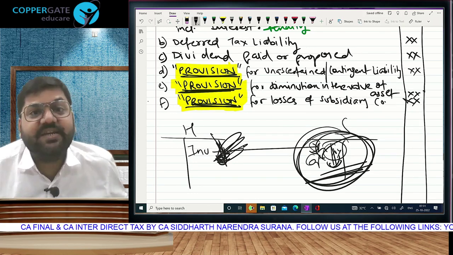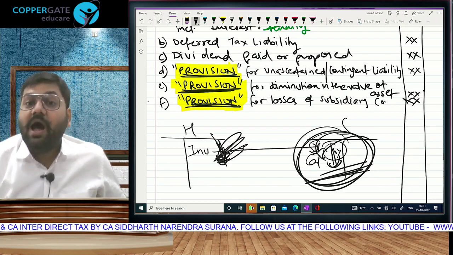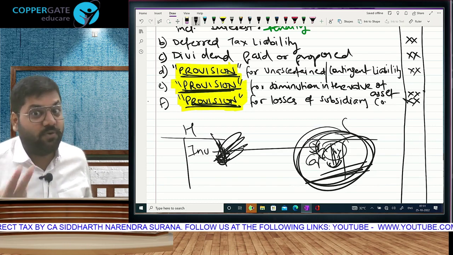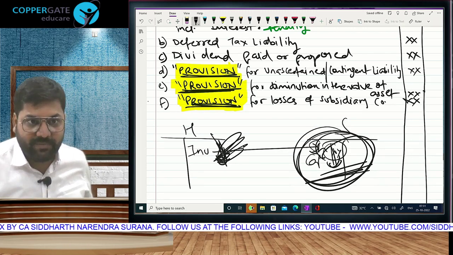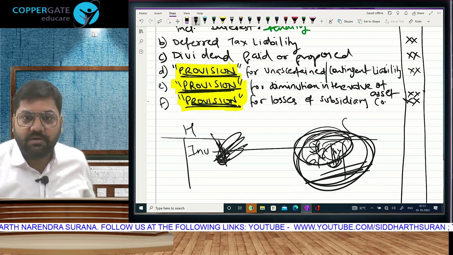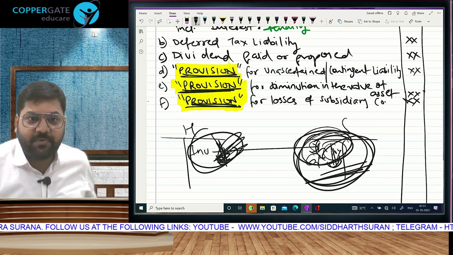Just because a subsidiary has suffered a loss, I don't have to book the loss. I will book the loss only when... let me tell you that also. Or let me see if you are able to guess, or understand. When will I book the loss? The market value of these shares has fallen because of losses. That means the value of my investment has fallen.